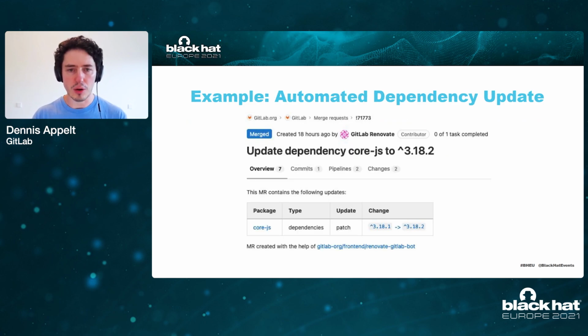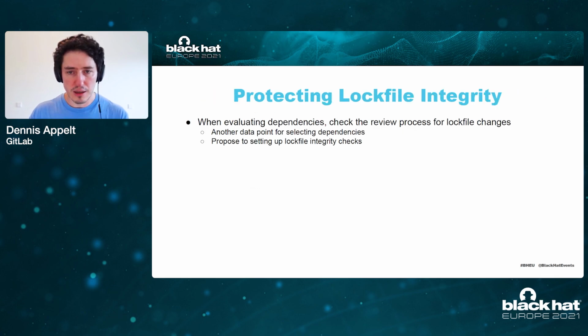And here's an example of how an automated dependency merge request might look. This has been created by Renovate bot. Just make sure that if you use this, it cannot easily be impersonated by an attacker just copying the layout of the merge request. Also, when you evaluate which dependencies to use, you might want to pay attention to how dependencies review log file changes, because as Greg mentioned, the dependencies in the supply chain could also fall victim to log file tampering.